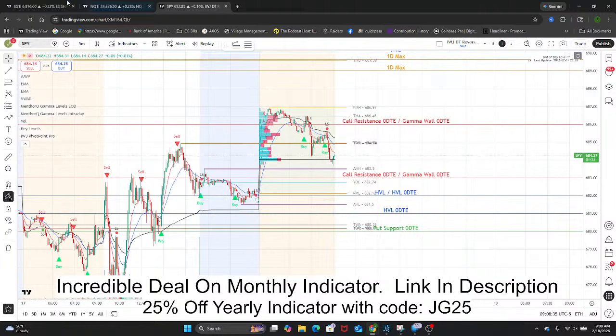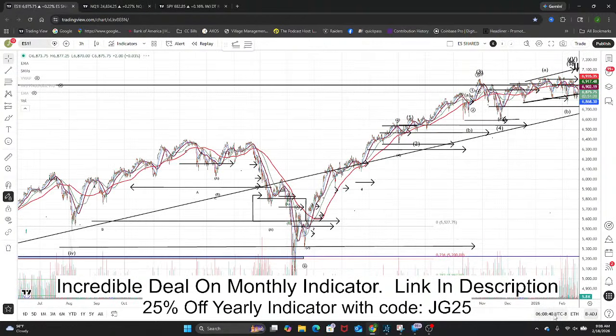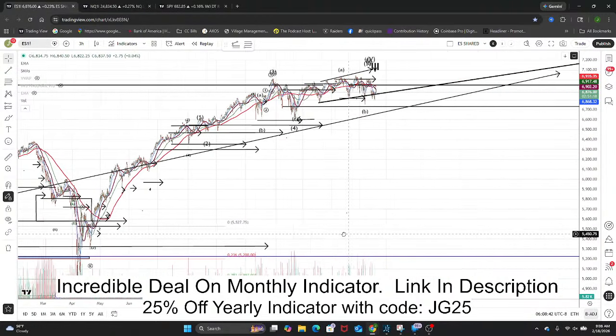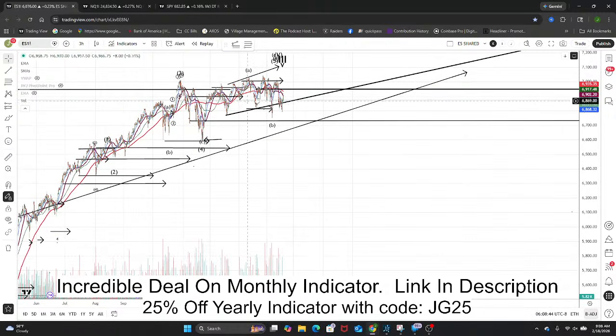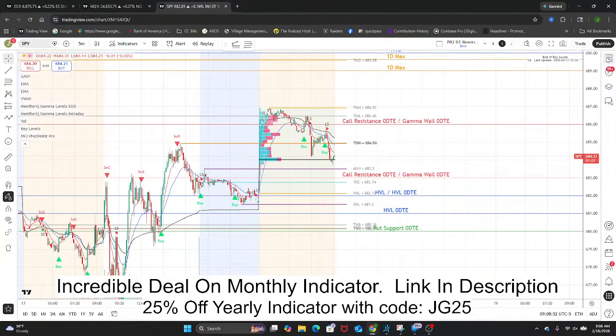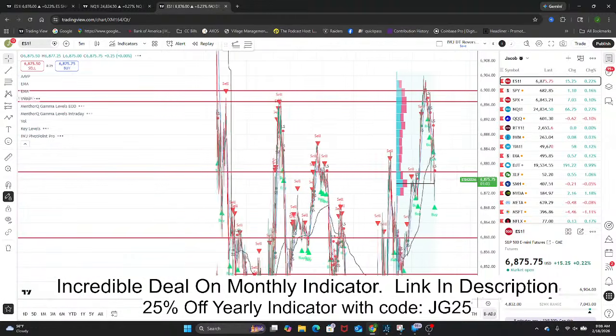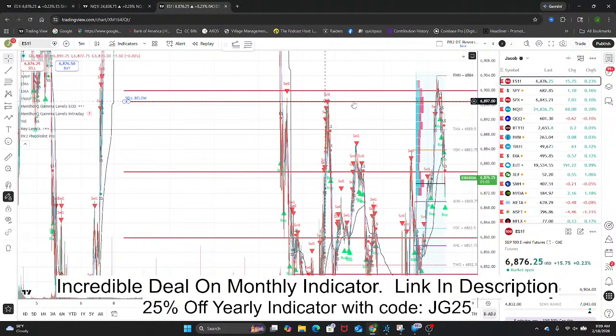Overall, 6,900 is going to be the big level on the ES. It has been for a while. If we zoom out to the 3 hour, you can see that over the last few days, the 6,900 area. Let's go to the smaller time frame. Let's go back over here. The 6,900 area has rejected many times. You can see it rejected here and here.